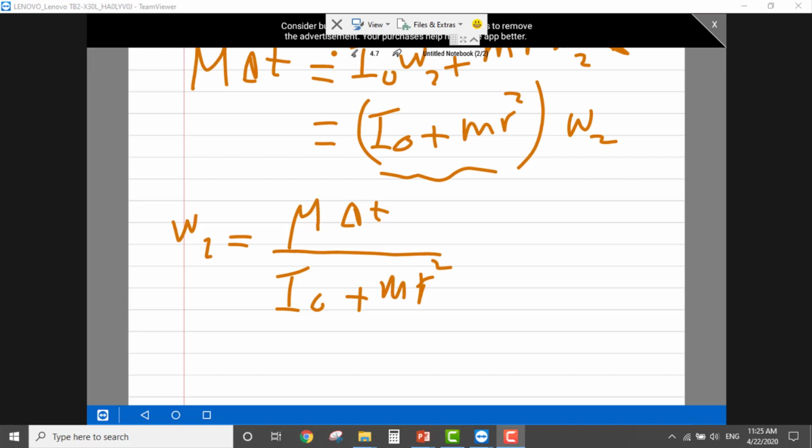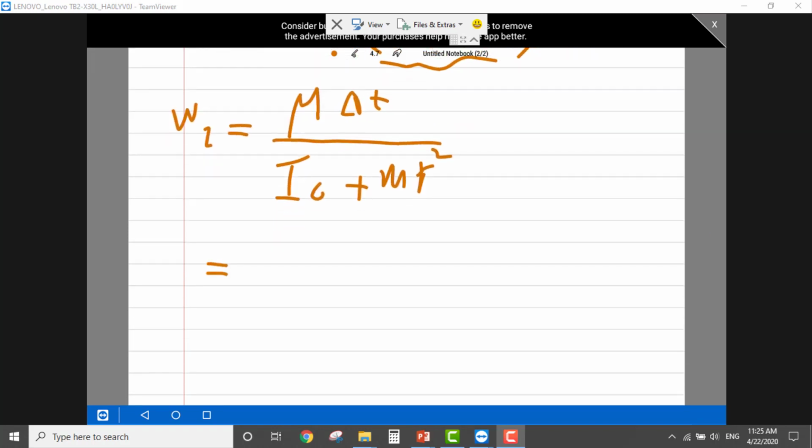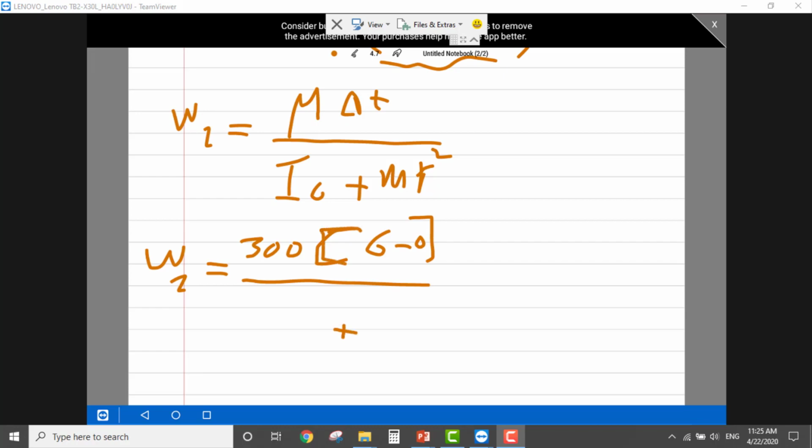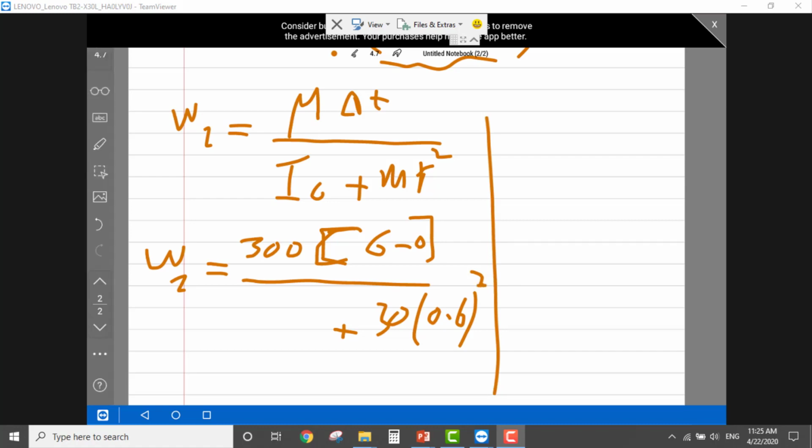Now, everything is with us except the mass moment of inertia. I will calculate it later. So the moment that we have is 300 multiplied by 6 minus 0, delta time from 0 seconds to 6 seconds, divided by, I will substitute it after I find it, plus mass, which is 30 kilogram, multiplied by the radius, which is 0.6 squared.